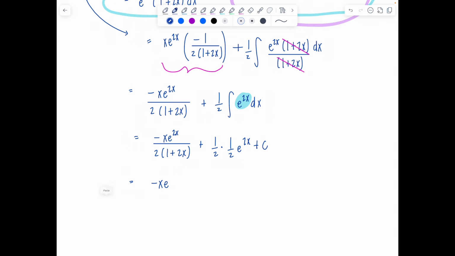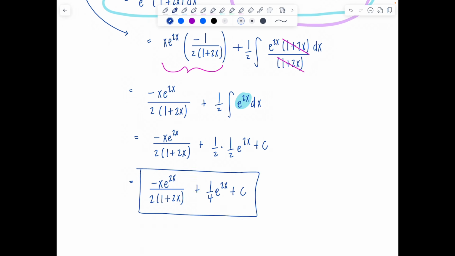So negative x e to the 2x over 2 times (1 plus 2x), plus 1/4 e to the 2x plus c. There you go. Bada bing, bada boom. So hopefully this little setup will carry you and serve you well. Obviously, if you can use tabular integration by parts, even better.